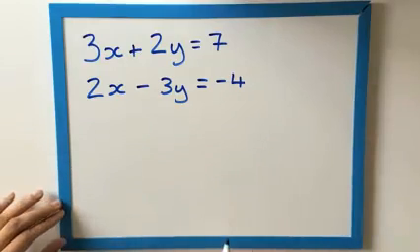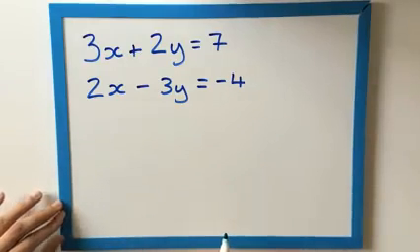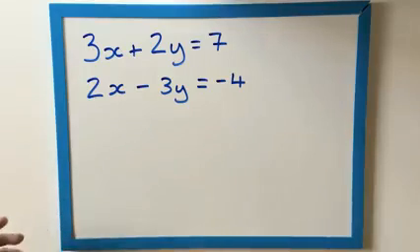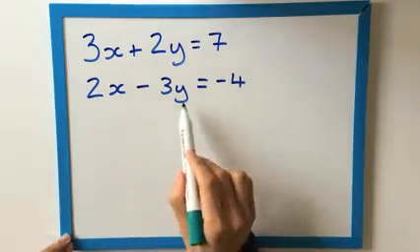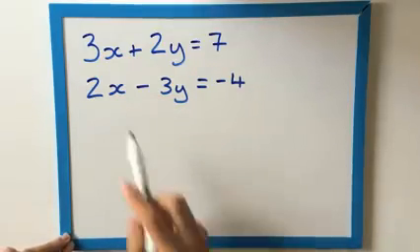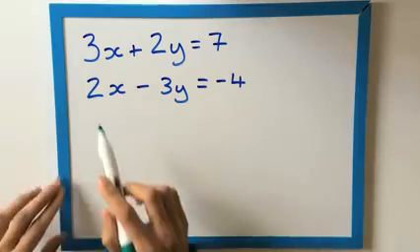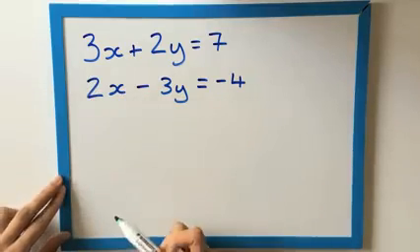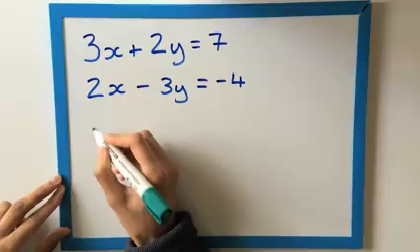We have two linear equations and we're going to be solving them by using the method of elimination. So the first step is choosing to eliminate either the x term or the y term. For this example, we can choose the x term and choose the lowest common multiple of 2 and 3, which gives us 6.